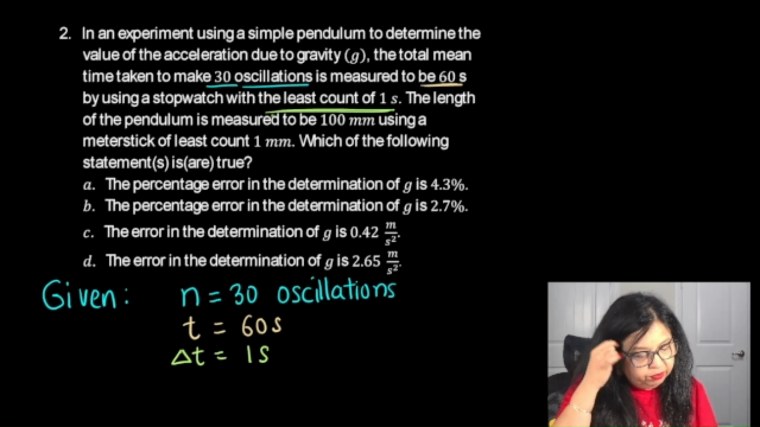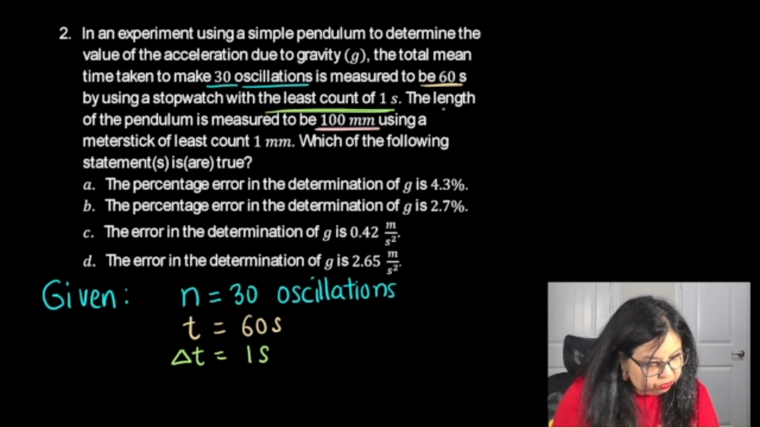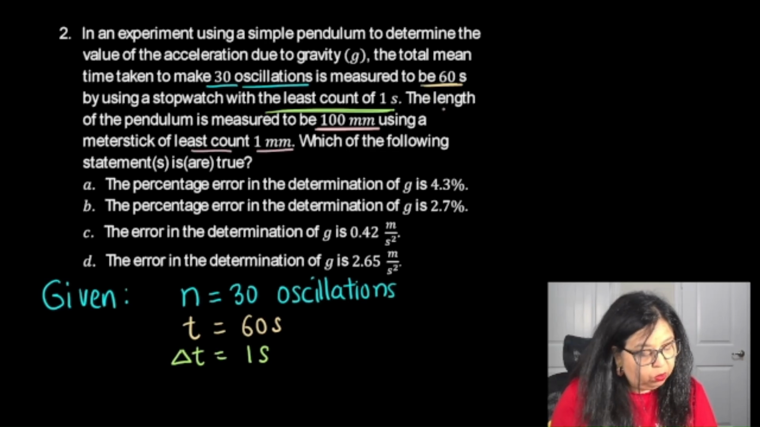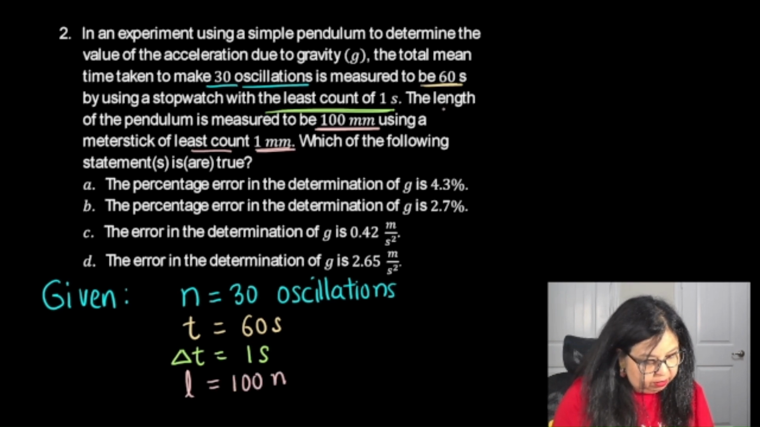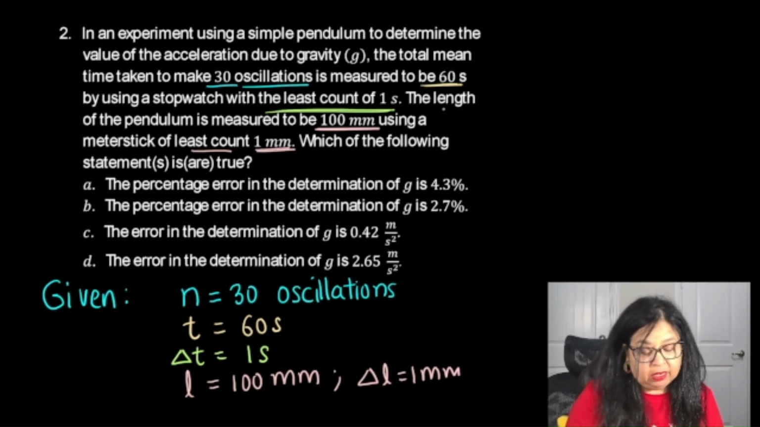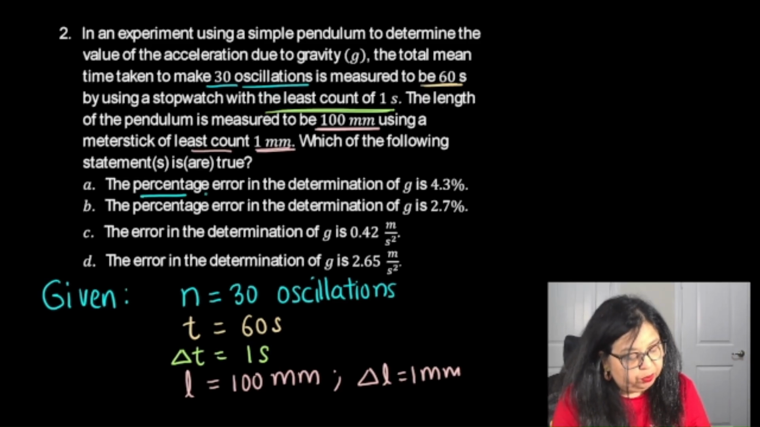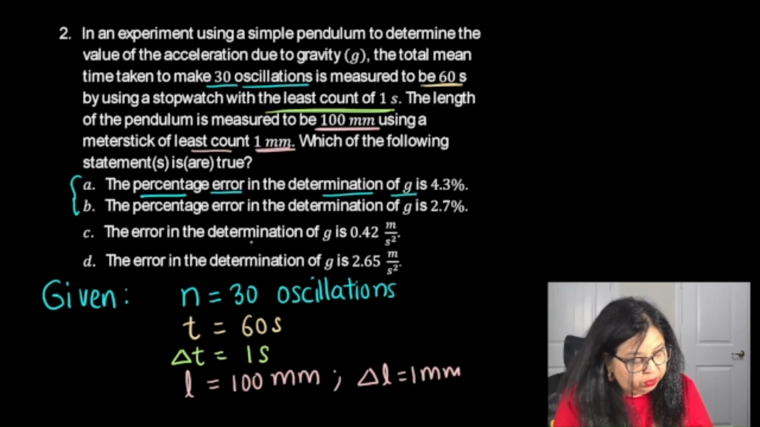Okay. The length of the pendulum, alright, is measured to be 100 millimeters using a meter stick of least count 1 millimeter. That means L is equal to 100 millimeters and delta L is 1 millimeter. Which of the following statements is or are true? Okay, so the answer choices, they deal with the percentage error in the determination of G, A and B both, and C and D, they both deal with the error in the determination of G.